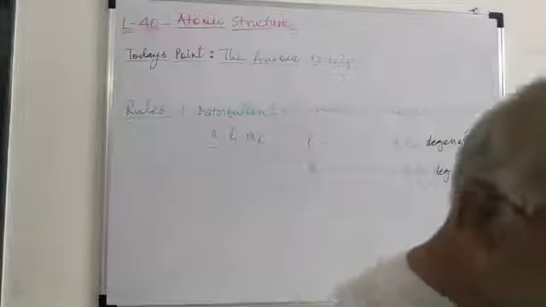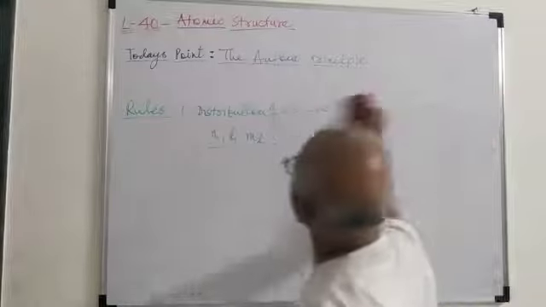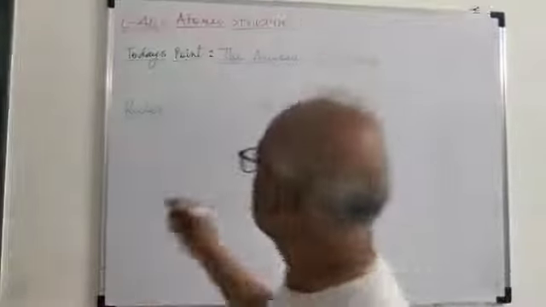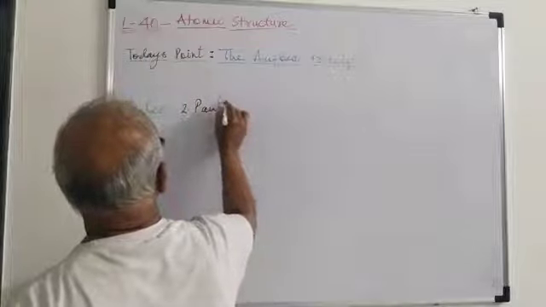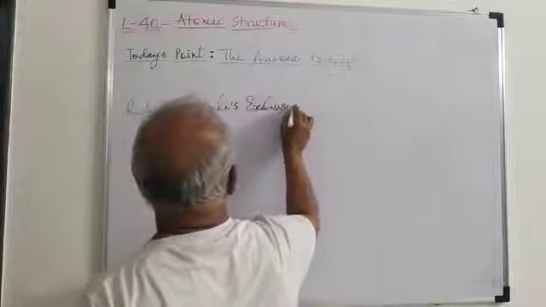Then the next rule, that is the second rule, is Pauli's exclusion principle.